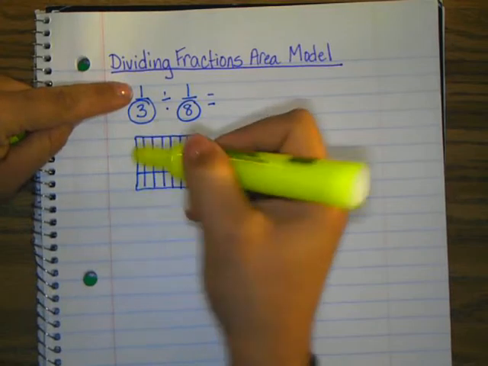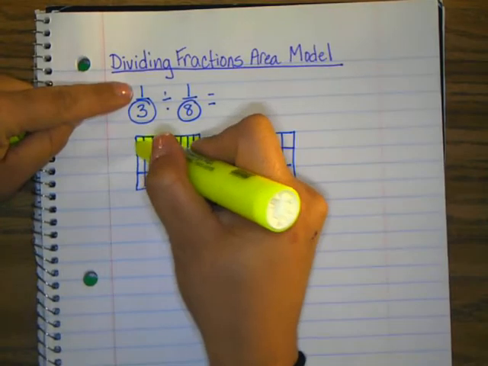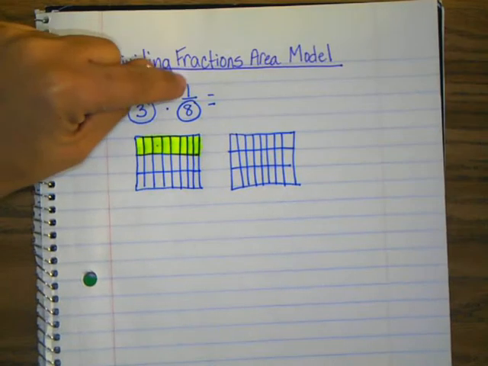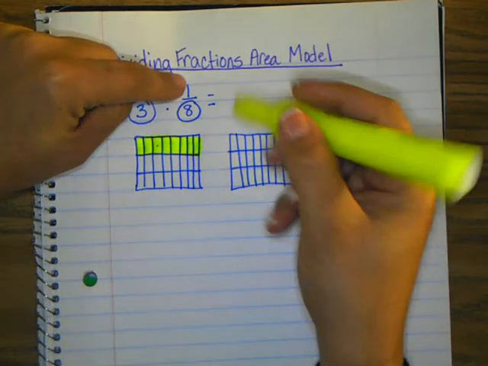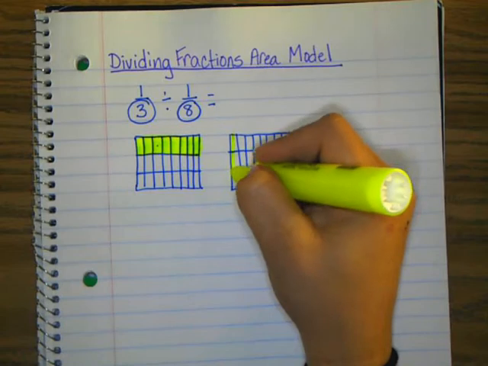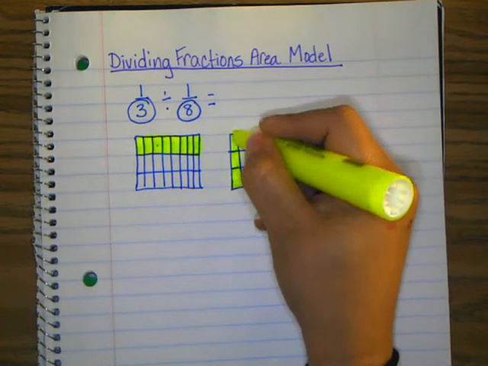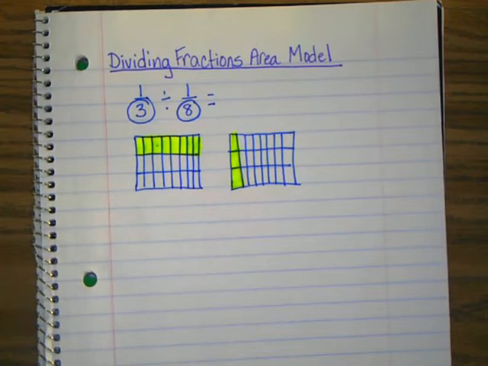Okay. Then I'm going to use a highlighter, but you can just use your pencil. Now I'm going to shade the numerators. So for 1/3, I'm going to shade horizontally 1/3. And then in the second rectangle, I'm going to shade 1/8.